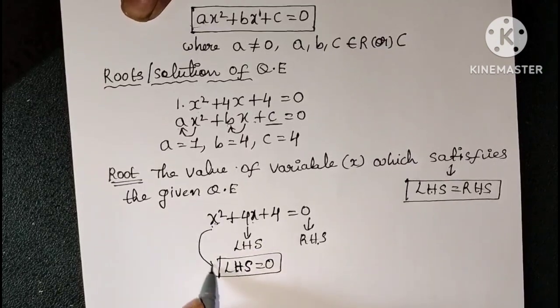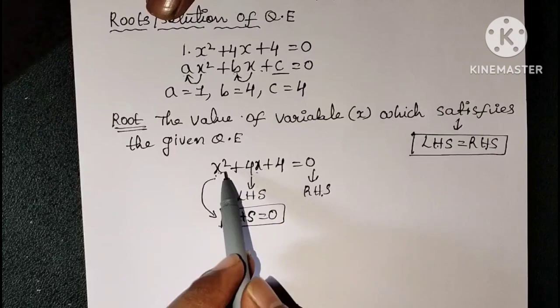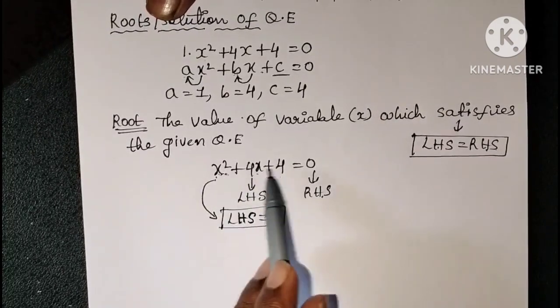For what value of x is this LHS equal to 0? The value of this LHS is 0.